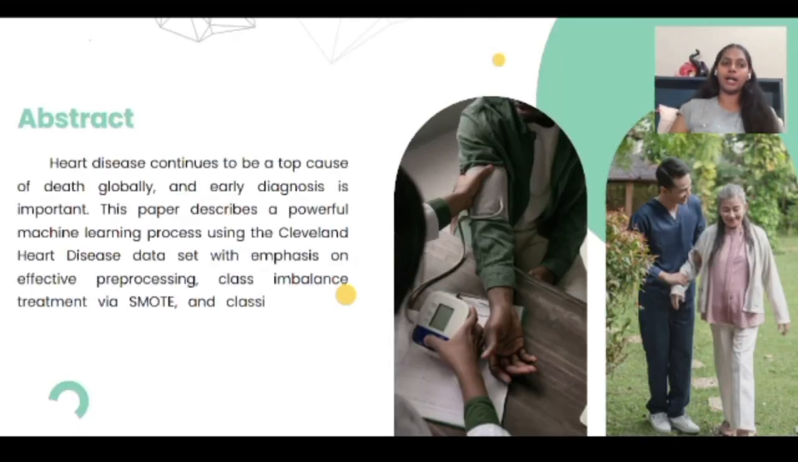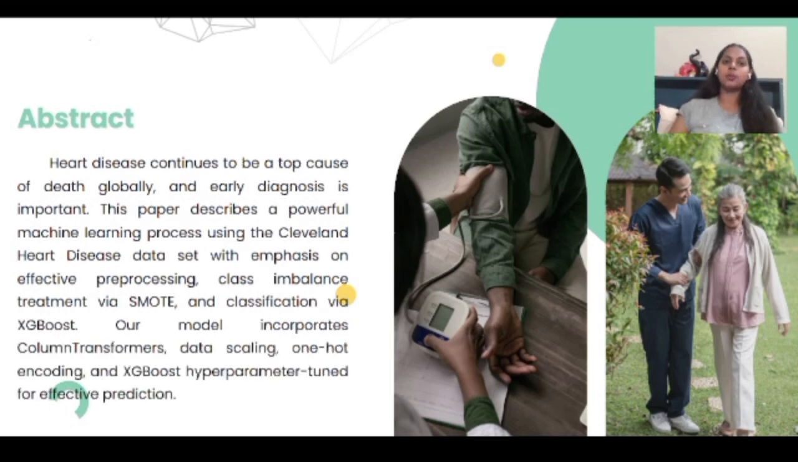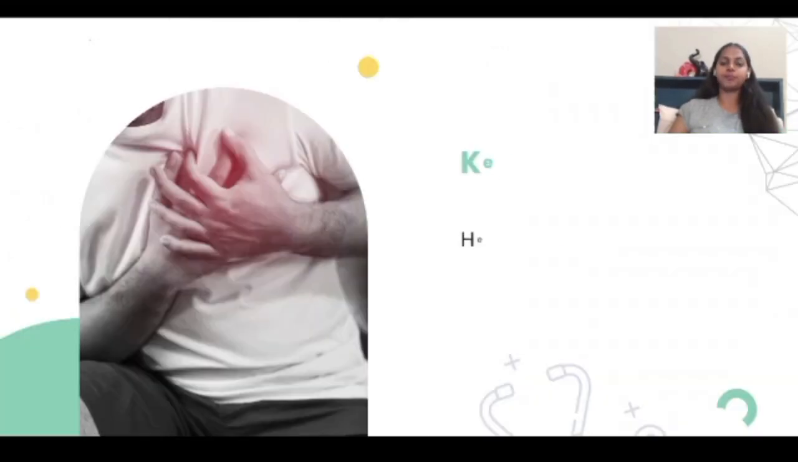In the abstract, we see heart disease continues to be a top cause of death globally, and early diagnosis is important. This paper describes a powerful machine learning process using the Cleveland heart disease dataset, with emphasis on effective pre-processing, class imbalance treatment via SMOTE, and classification via XGBoost. Our model incorporates column transformer, data scaling, one-hot encoding, and XGBoost hyperparameter tuning for effective prediction.